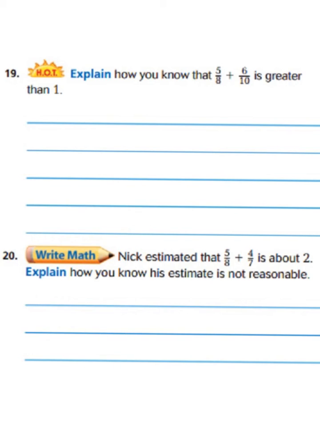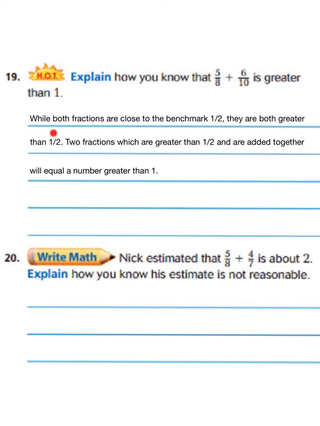Now we're going to jump over and look at a couple of our hot problems from page 254. So go ahead and turn over to those, and we're going to take a look at problems 19 and 20. So let's begin with problem 19. Explain how you know that 5/8 plus 6/10 is greater than 1.